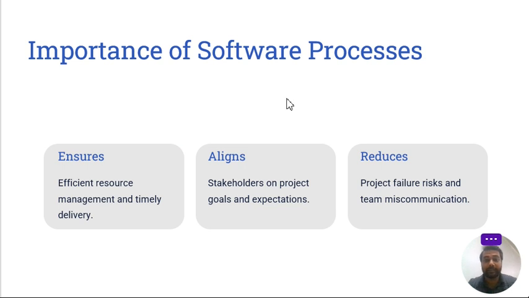Why are software processes important? Software processes are important for a variety of reasons. They ensure resource efficiency, facilitate the timely production and release of high quality software, and keep all project stakeholders in sync. Besides, well defined processes lower the risk of project failure and reduce miscommunication within the development team.